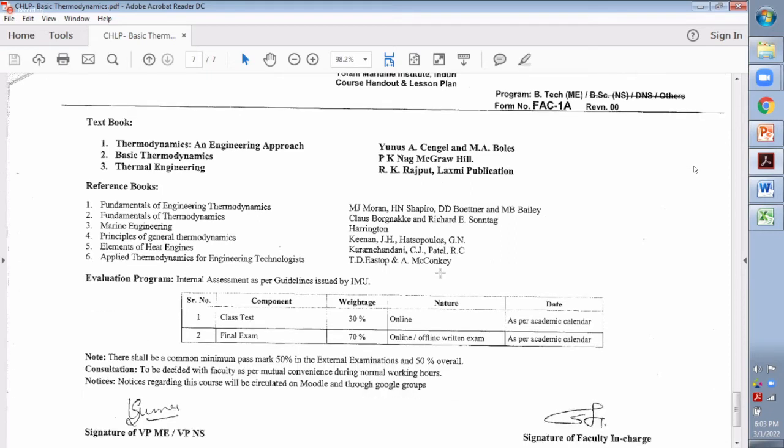The entire evaluation program for this is a class test 30% and final exam 70%. And this time the exam is offline, so try to solve the maximum numericals. I will float assignments, the numericals, now and then. You need to solve all these numericals and assignments and upload them on the Moodle.